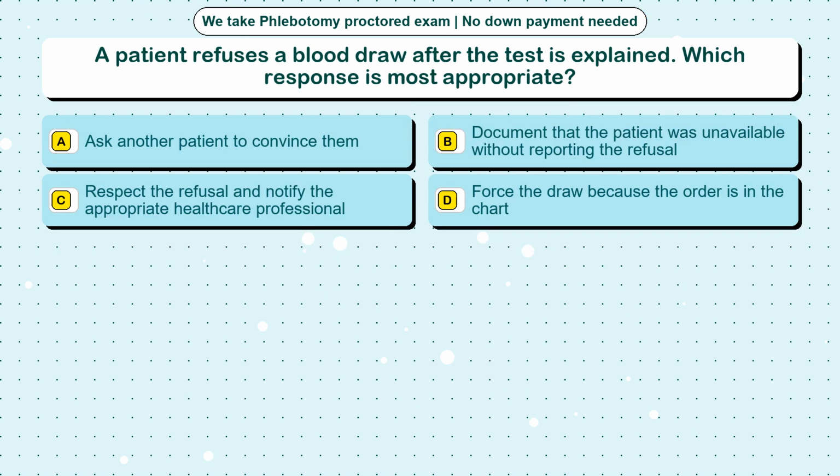Question 9. A patient refuses a blood draw after the test is explained. Which response is most appropriate? Option A. Ask another patient to convince them. Option B. Document that the patient was unavailable without reporting the refusal. Option C. Respect the refusal and notify the appropriate healthcare professional. Option D. Force the draw because the order is in the chart.